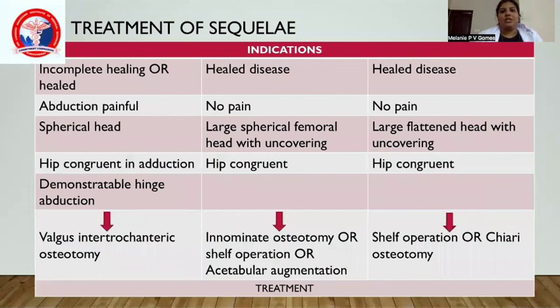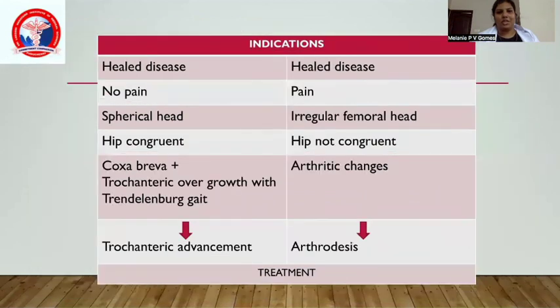Indications: incomplete healing or healed, abduction painful, spherical head, hip congruent in adduction, demonstrated hinge abduction, valgus intertrochanteric osteotomy. Healed disease, no pain, large spherical femoral head with uncovering, hip congruent, Salter osteotomy or self-operational acetabular augmentation can be done. Healed disease, no pain, large flattened head with uncovering, hip congruent, self-operational Chiari osteotomy can be done.